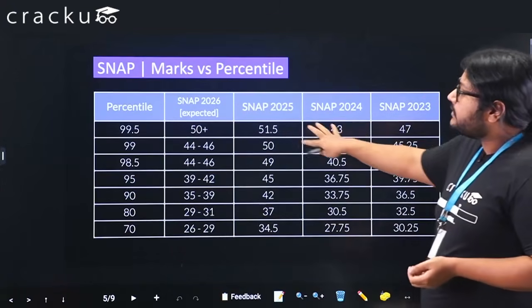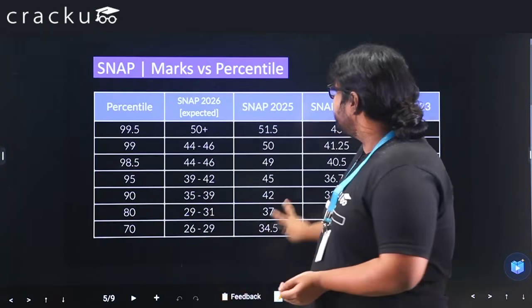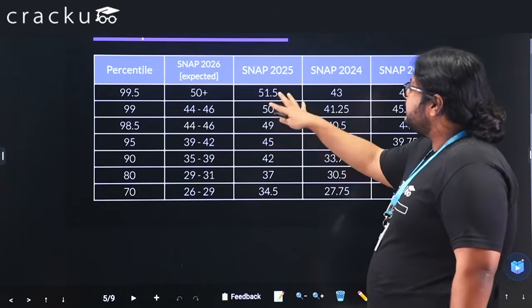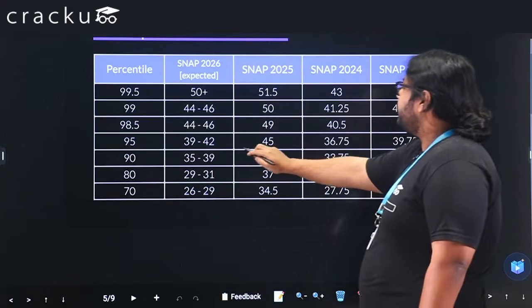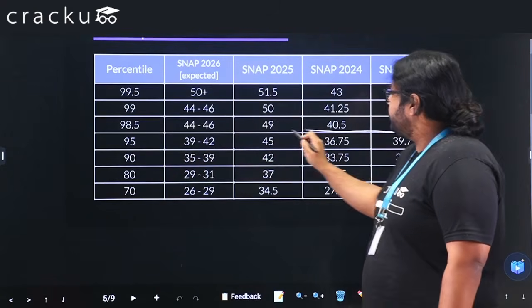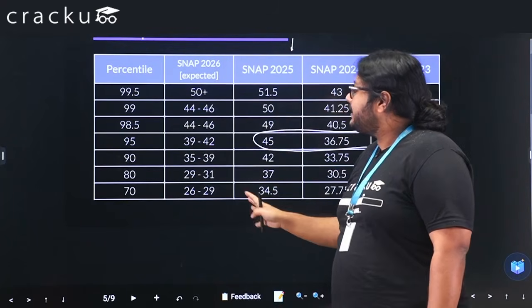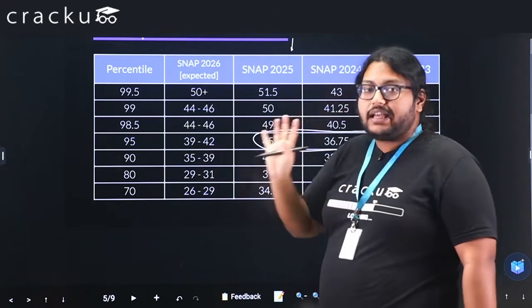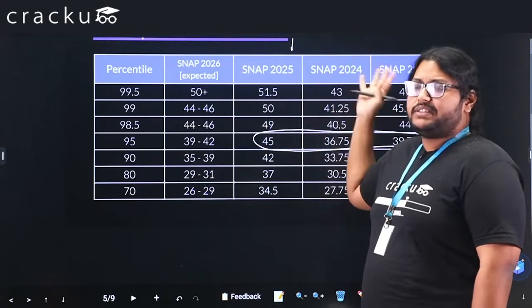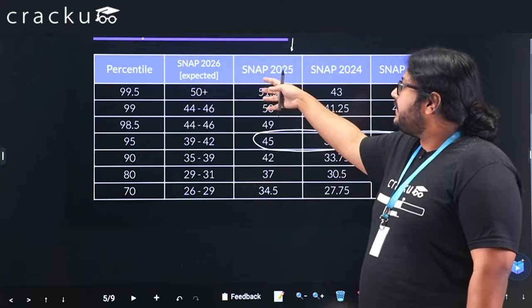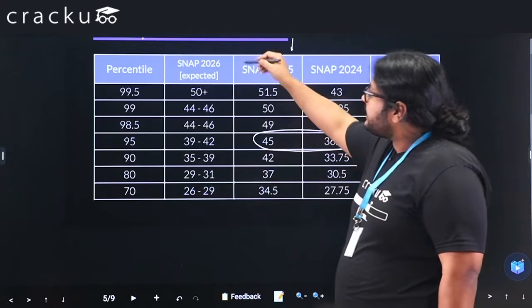Next, if we look into the marks versus percentile data, this is approximated data. So what we notice is that usually 95 is somewhere around this. SNAP 2025 slot 1 was relatively easier. The other slots were also easy compared to the previous SNAPs, so the cutoffs actually went a little higher. But these are the expected ones.